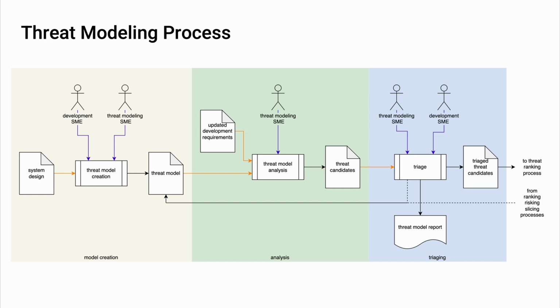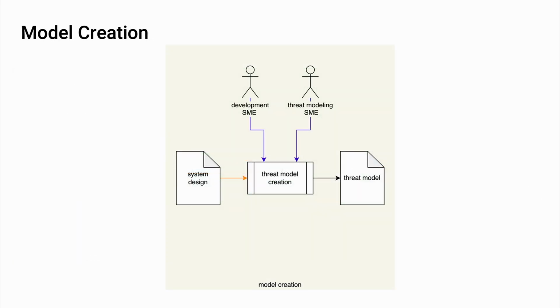Here's the threat modeling process. Within the process, we undertake 3 individual activities: threat model creation, threat model analysis, and threat candidate triage. Let's examine each of these in turn. In the model creation activity, the development SME and the threat modeling SME take the system design documentation and create a threat model. Now let's consider a simple system and how a threat model for it might be realized.